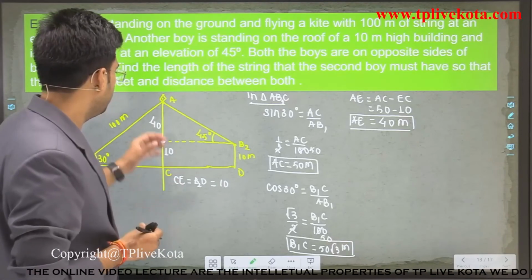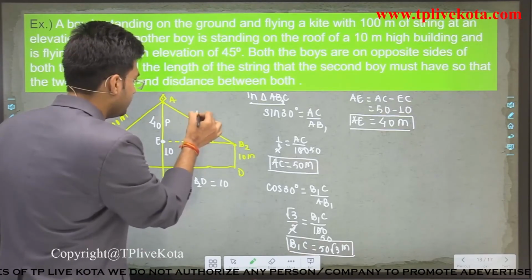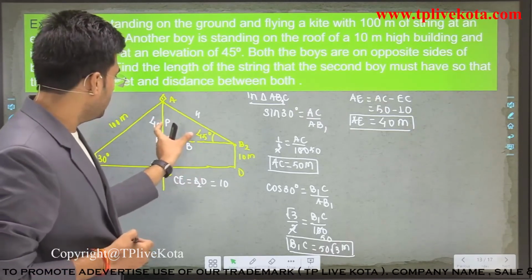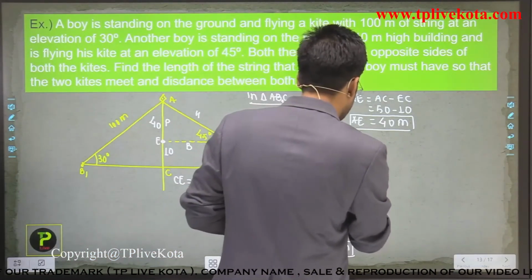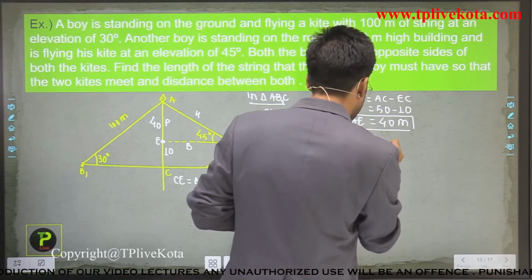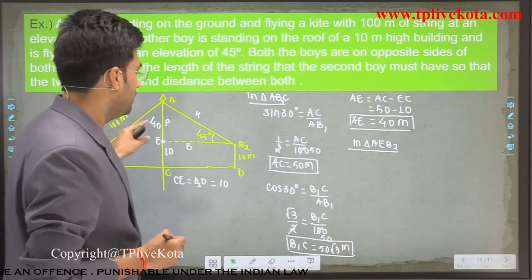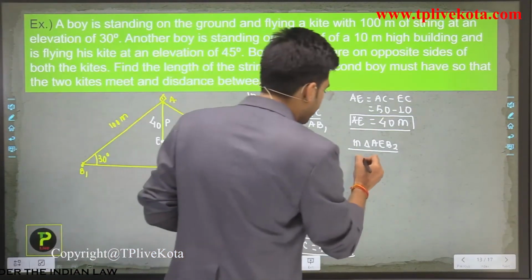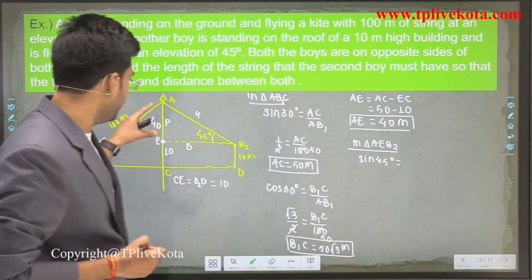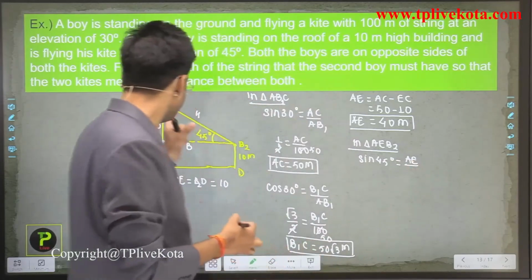Now if it is 40 meter, then we can apply here. This is perpendicular, this is base, and this is hypotenuse. So first of all, let's apply here sine 45 degree in triangle AEB2. In this triangle we apply sine 45 degree. So sine 45 degree is perpendicular, that is AE divided by AB2.